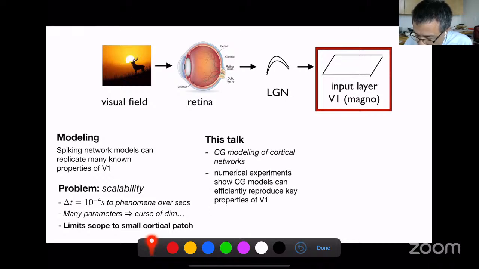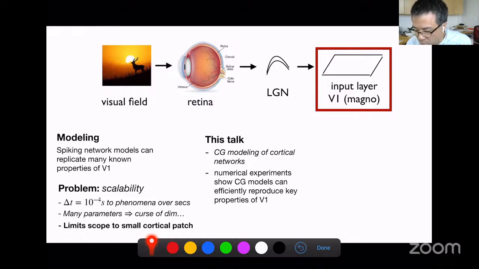What this talk is about is an effort to take coarse graining ideas, borrowed from statistical physics, and apply them to modeling the cortex. What we want is rough models that run a lot faster. The goal is to have coarse-grained models that are more efficient, and that can be used to complement these detailed models.